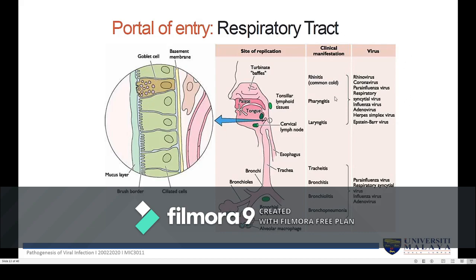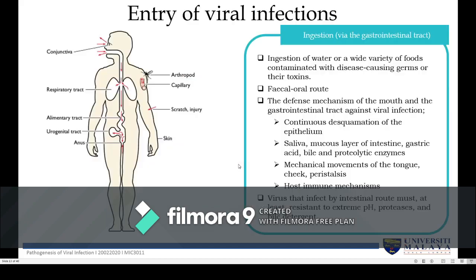So the virus above is showing the virus that can cause infection on the upper respiratory tract, near to the nose too. And then these are those viruses that can cause infections at the bottom, near to the alveoli, the respiratory tract and the alveoli. As you can see, this is a macrophage, the defense mechanism in the respiratory tract. And then the third pathway is ingestion via the gastrointestinal tract.